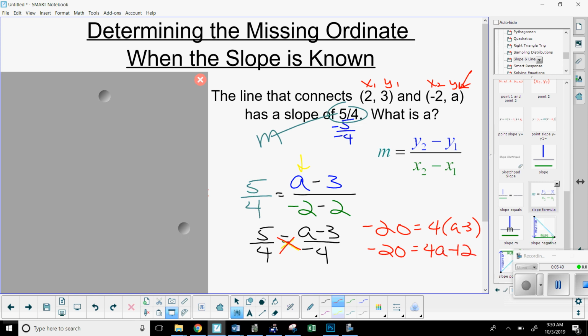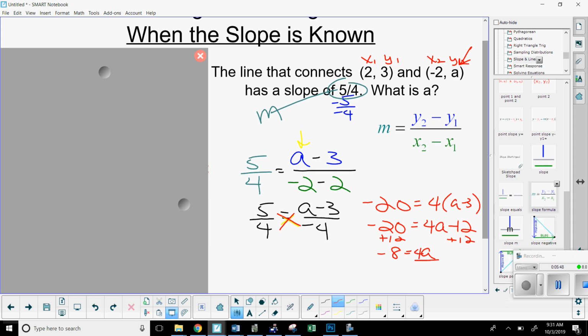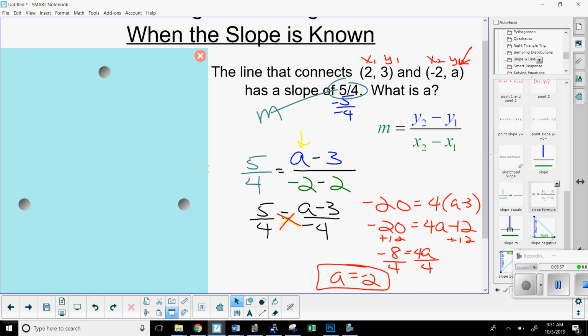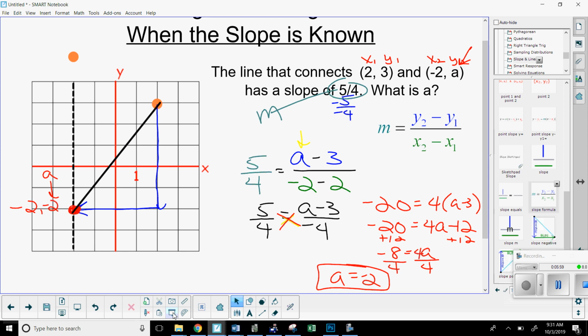I'm going to add 12 to both sides. And that is going to give me negative 8 equals 4a. And then I am going to divide by 4, which a will be negative 2. Now, I hope that sounds familiar because that is what I found right here by way of the drawing.